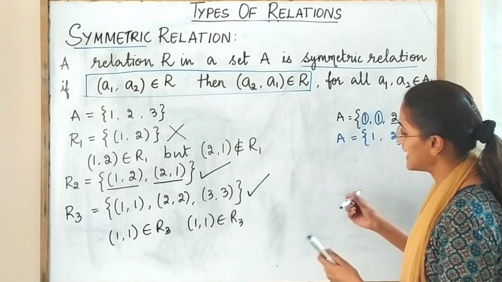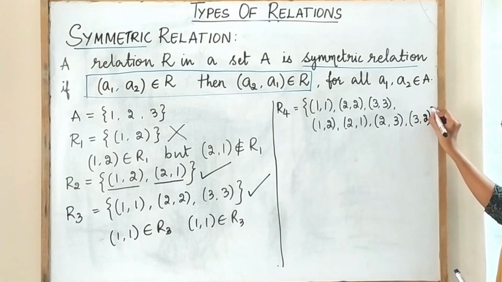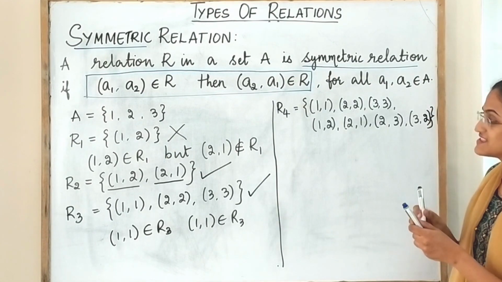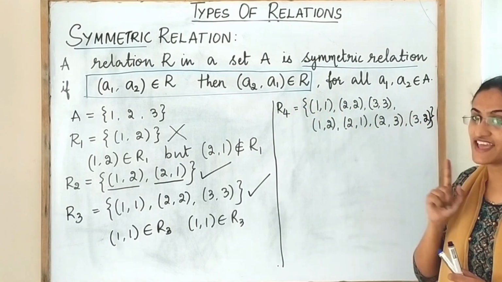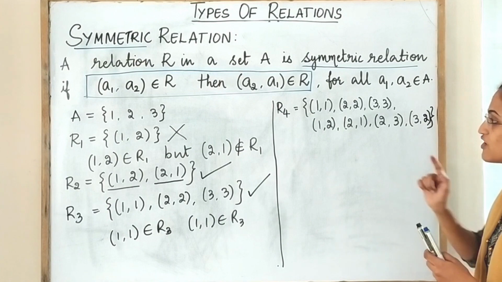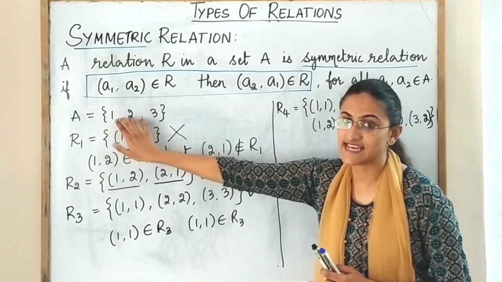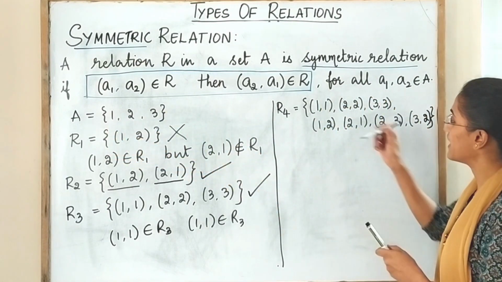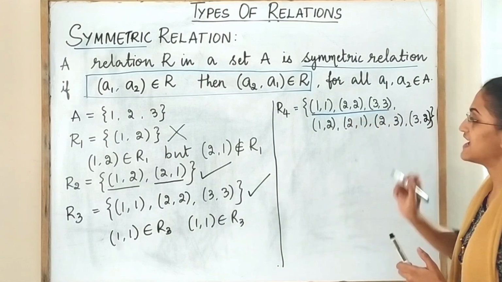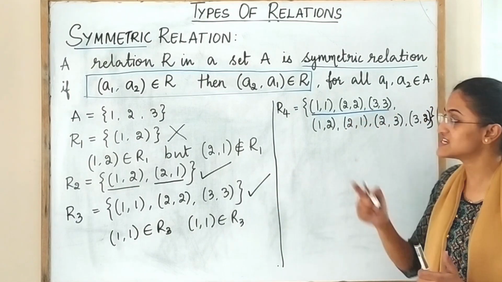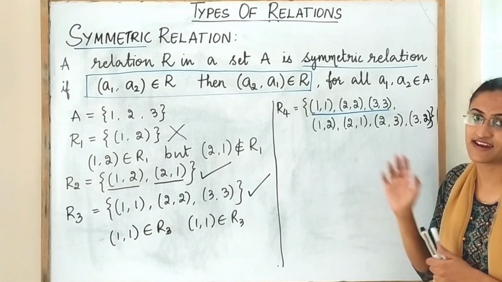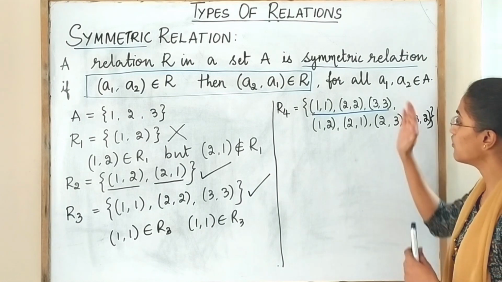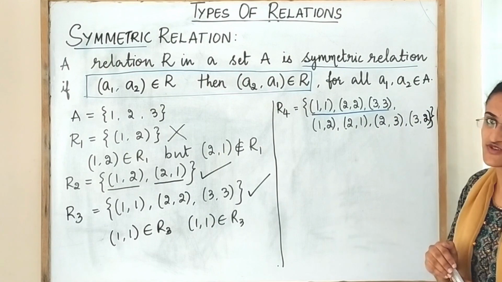Now, coming to the next example. Now, look at this relation. You can tell that this relation is a reflexive relation because all elements of the set A are related to itself. And hence, as I already told, you can leave these elements when checking whether the relation is a symmetric one. Now, look at the extra elements that we are having.